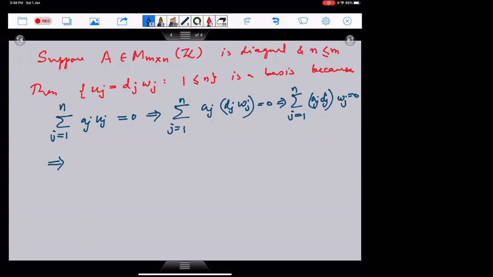So therefore aj dj has to be 0, and you see here n is less than or equal to m, so there is no problem here. I have w1, w2, up to wm, so I'm utilizing only n of them here, and w1, w2, up to wm is a basis. Therefore, such a linear combination is equal to 0 possible only when the coefficients are 0. So aj dj is 0 for every j, and therefore aj has to be 0. Okay, so linear independence condition is verified.